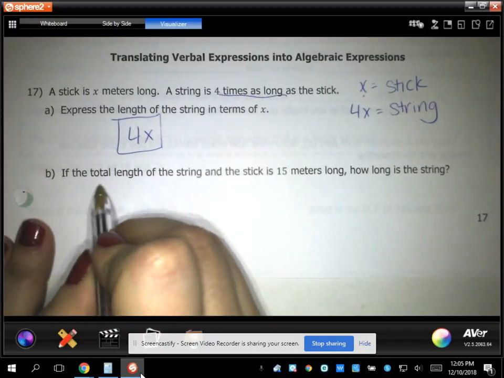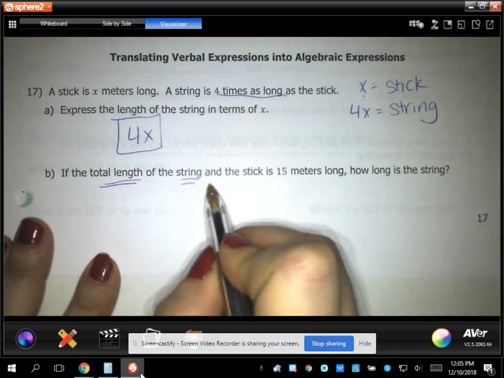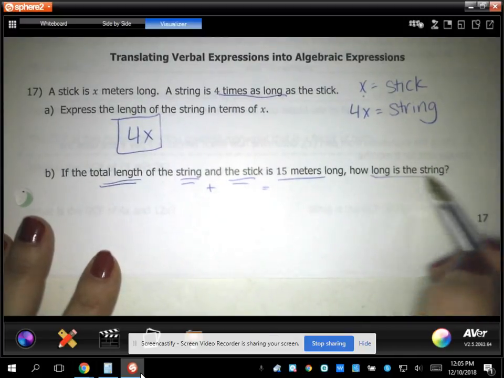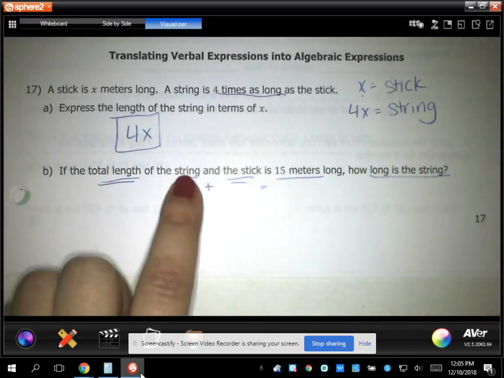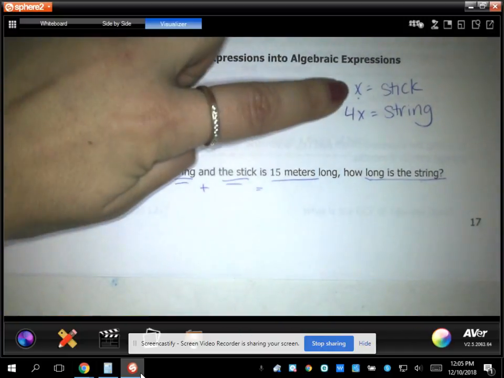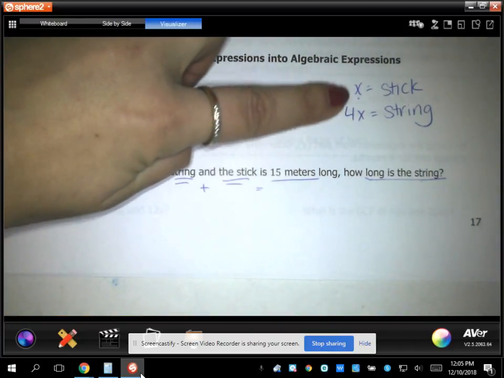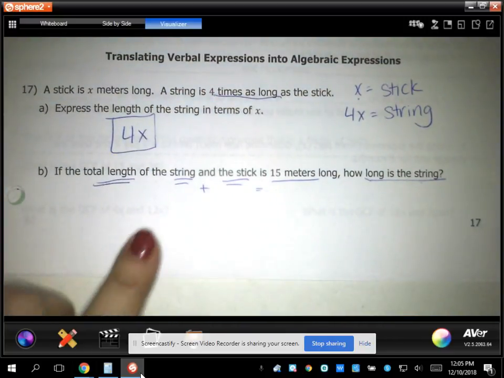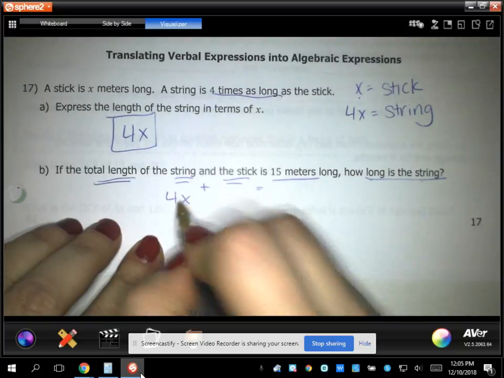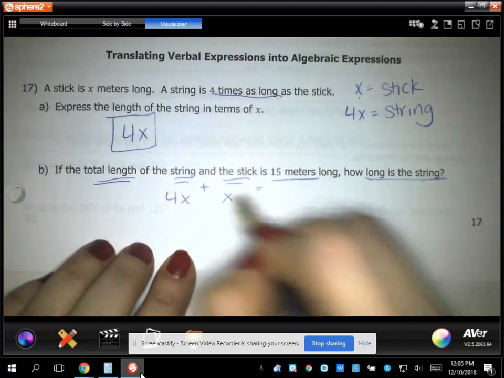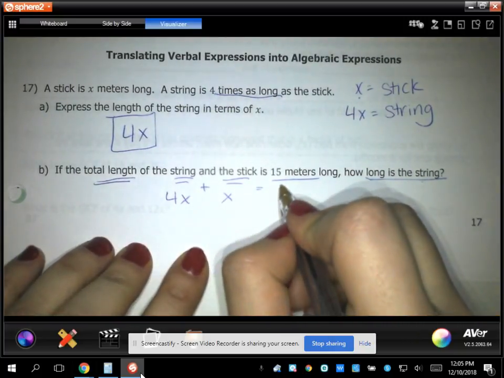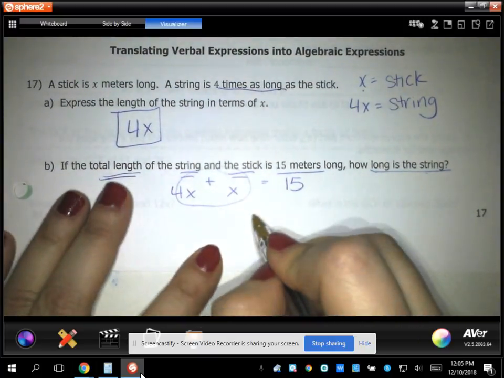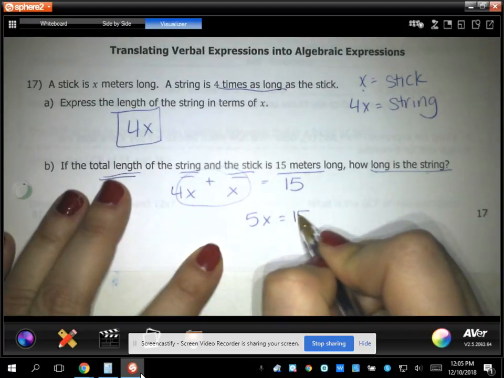If the total length of the string and the stick is 15 meters, how long is the string? So if the total length of the string and the stick is 15, that means the string and the stick added together would be 15. How long is the string? So the string I know is 4x, and the stick is x, and they're telling me that added together this equals 15. Now if I simplify 4x plus x, I get 5x equals 15.